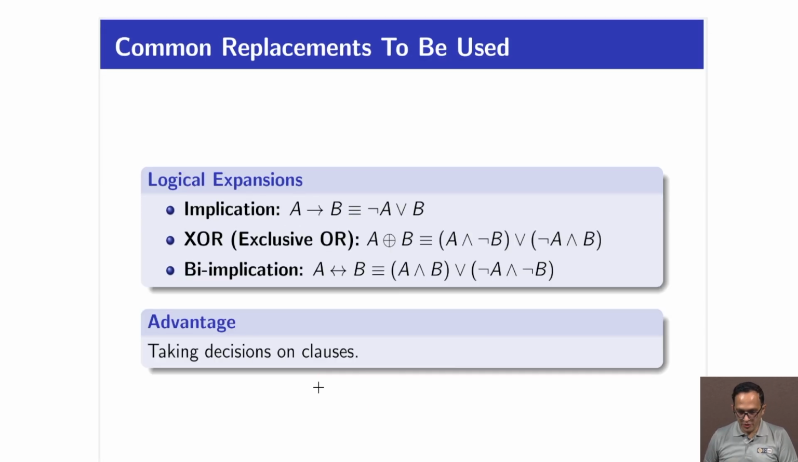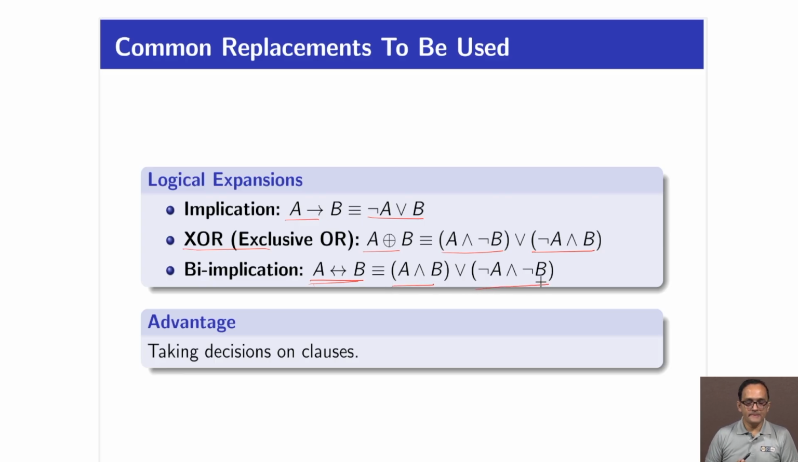And if we see any other operator, let us say implication, I can represent it in an equivalent form with only and, or, and negation. So, this is also well known. A implication B means not A or B. If you have XOR, A XOR B, it is nothing but A and not B, or not A and B. Similarly, if you have bi-implication, it is A and B, or not A and not B.